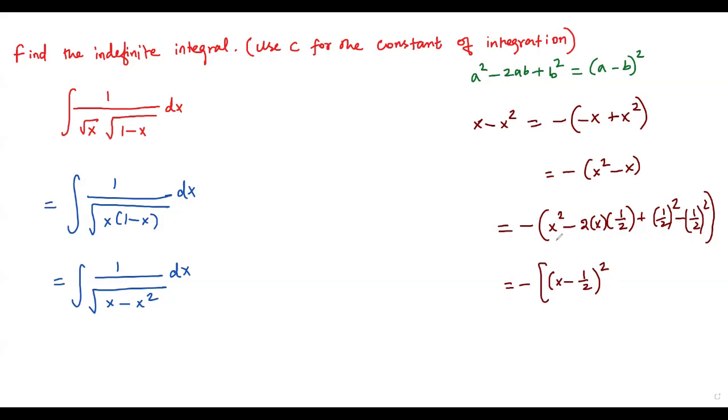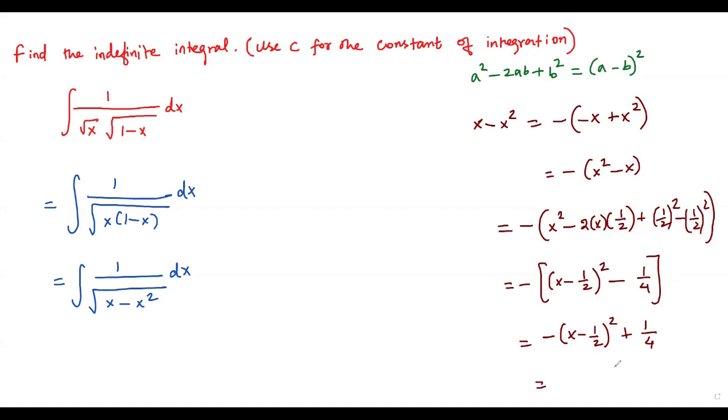I have written the square of the binomial over here for this trinomial, and here we have the negative sign. We can take the negative sign as it is. When I square this 1 half, it will be 1/4. Let me write over here. Now what we can do is distribute this negative sign to this term and this term. When I do so, I'm getting negative of x negative 1 half the whole square, and negative times negative will become positive 1/4.